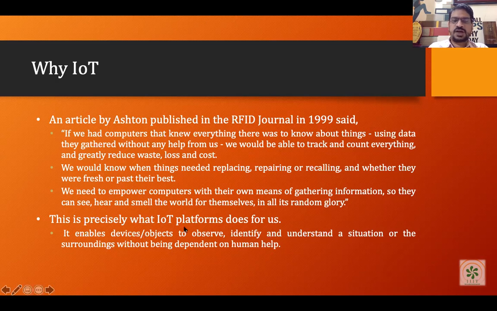This is precisely what an IoT platform does for us. What will it do? It enables device objects to observe, identify, and understand a situation or the surroundings without being dependent on human help. So without human help, an object can understand something. Now, how will an object understand something? It will understand based on which sensor we are putting on the object.